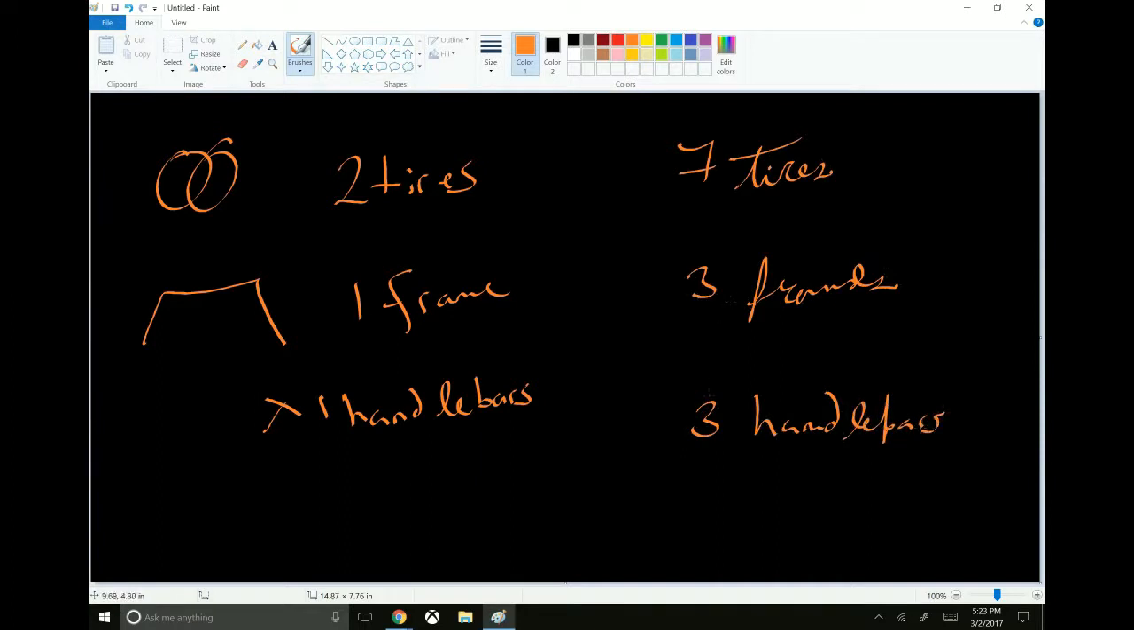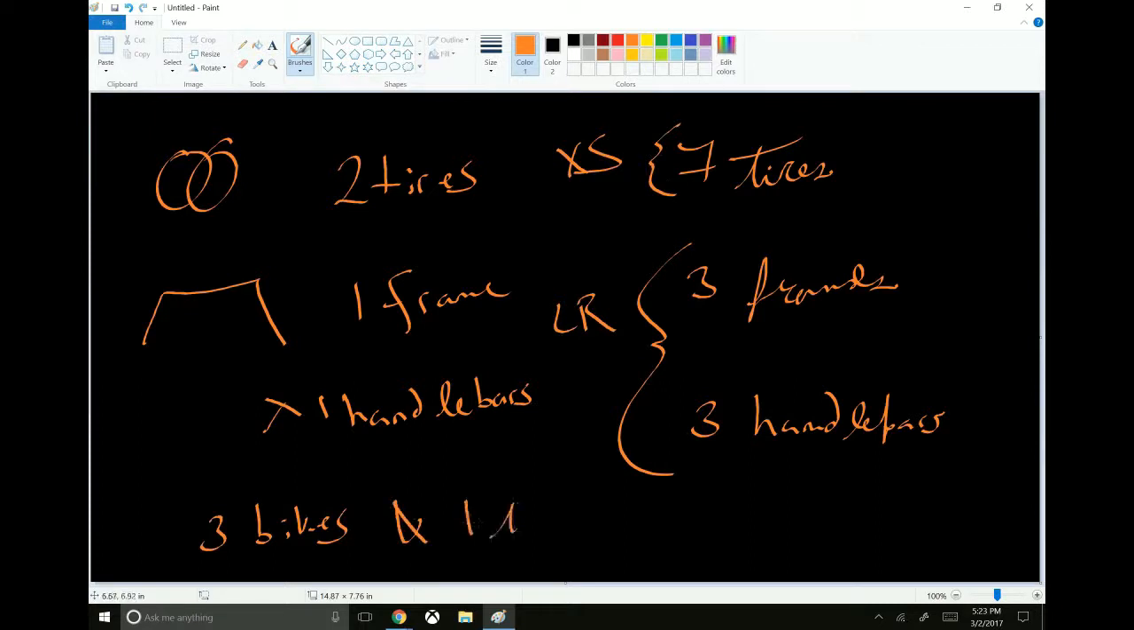3 frames would require 3 handlebars, would require 6 tires. Okay? So these two just happen to work out nicely to be the limiting reagents. This one here is present in excess. You can make 3 bikes with your 3 frames, 3 handlebars, and 1 tire left over. So that's really all there is to it when it comes to limiting reagents.